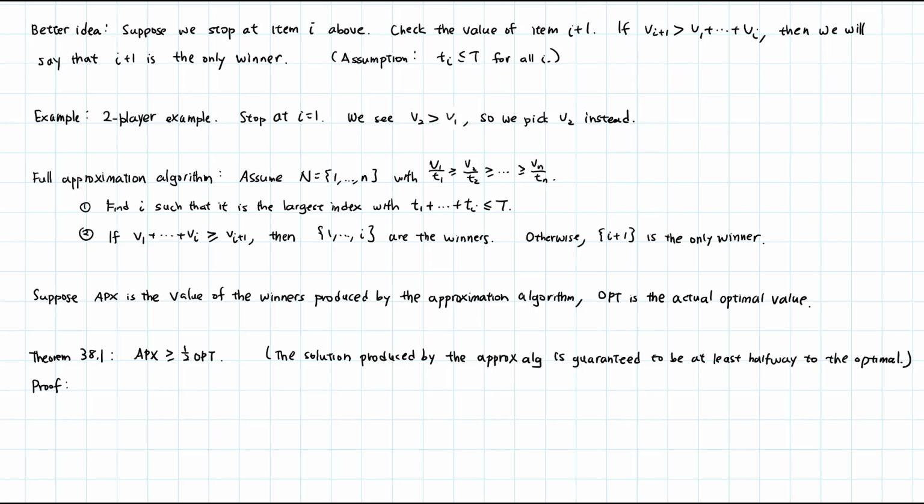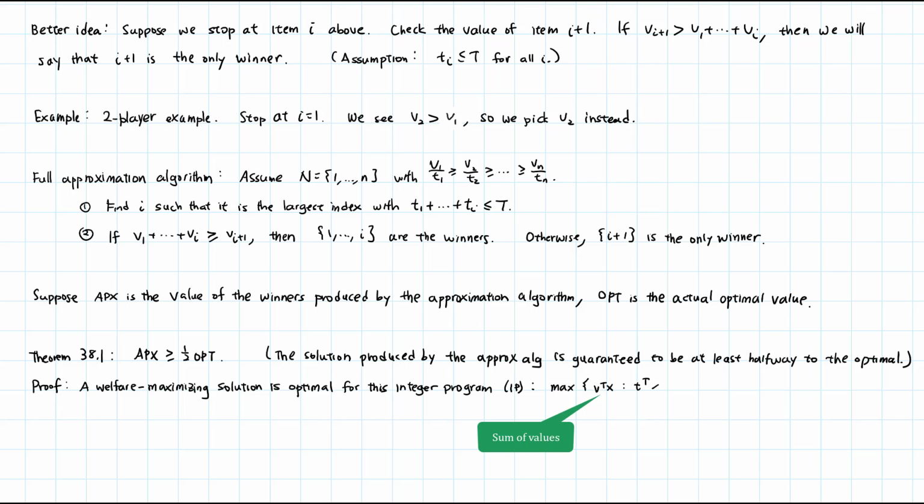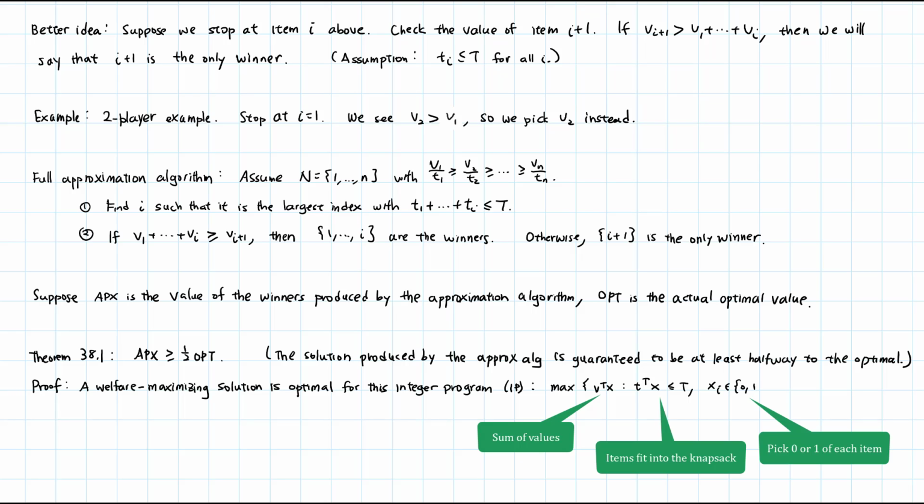And here is our proof. A welfare maximizing solution is optimal for this integer program IP, which is max of V transpose X subject to T transpose X is at most T, and each Xi is either 0 or 1. The optimal value is opt.